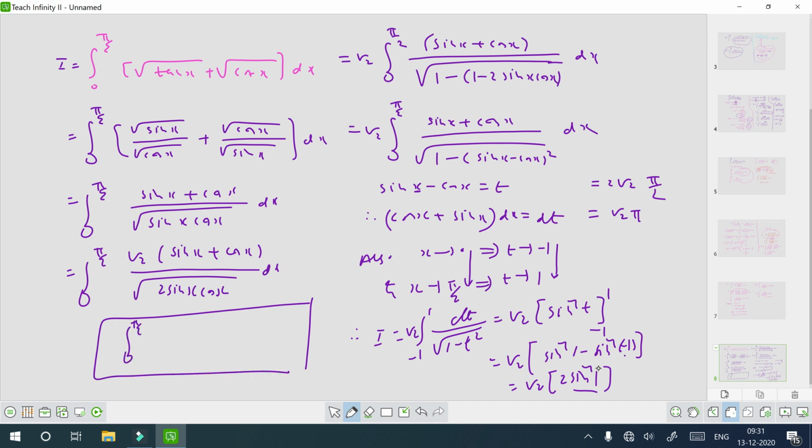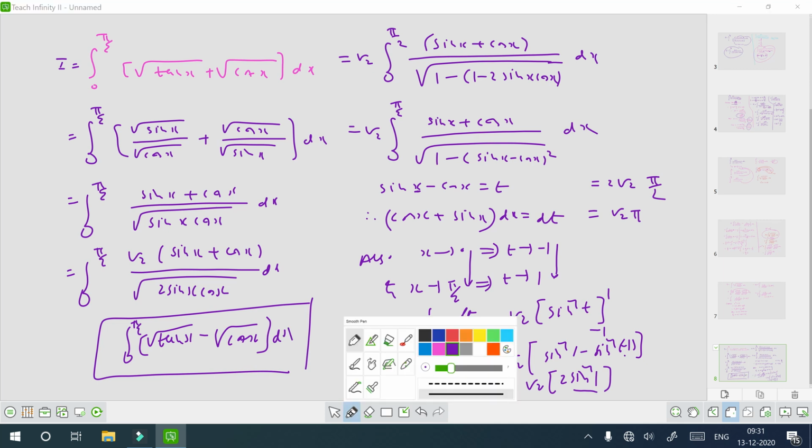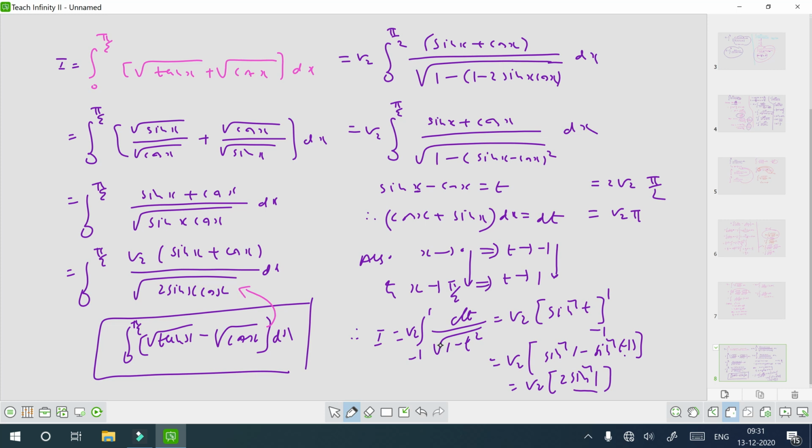0 to pi by 2, root tan x minus root cot x dx. In this case, up to this stage as it is, so here you get the minus sign. Clear? Now this is the derivative of sin x plus cos x. So this is root 2 sin x, see, here it is arranged in this way because the derivative we want is sin x minus cos x.